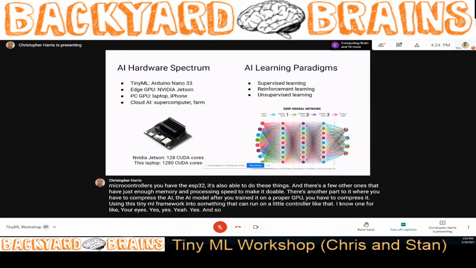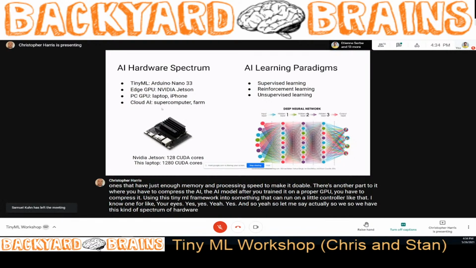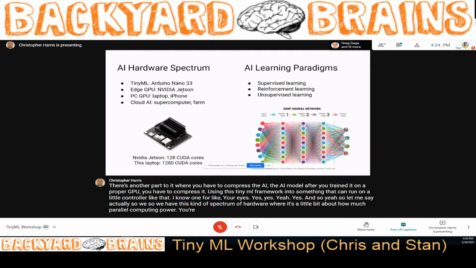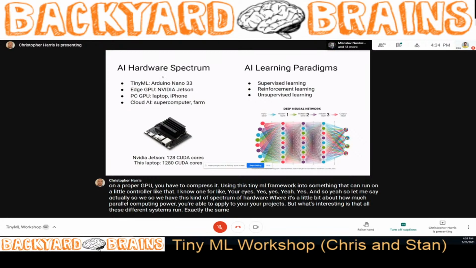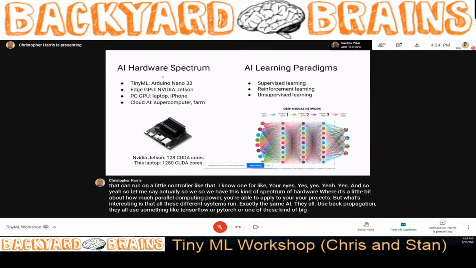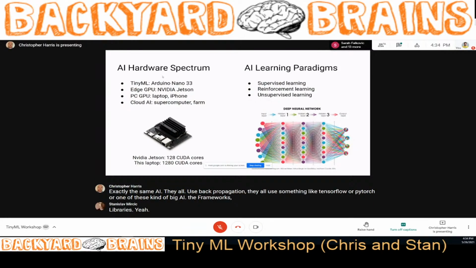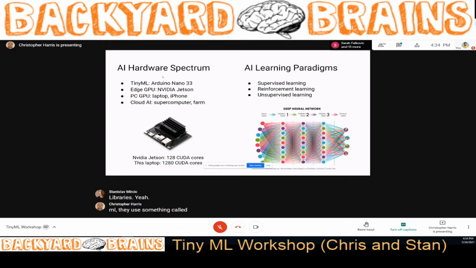So we have this spectrum of hardware, which is a little bit about how much parallel computing power you're able to apply to your projects. But what's interesting is that all these different systems run exactly the same AI. They all use backpropagation. They all use something like TensorFlow or PyTorch or one of these big AI frameworks. In the case of TinyML, they use something called TensorFlow Lite, but it's still TensorFlow. It's the same thing, it's just compressed.